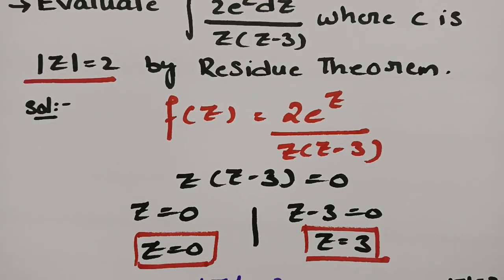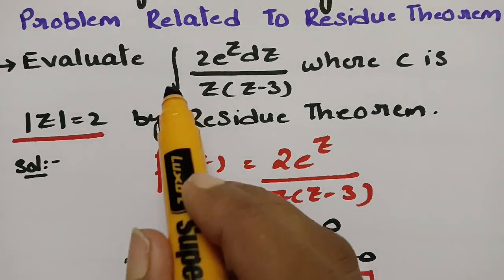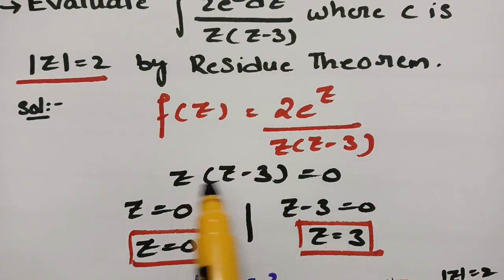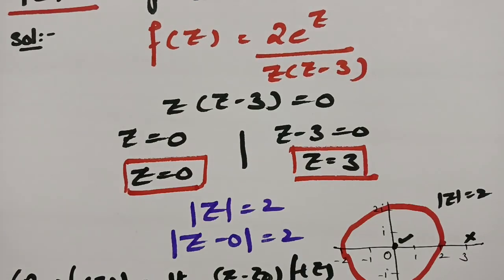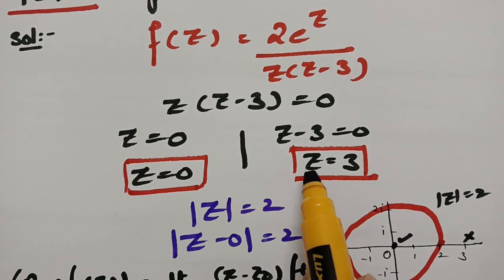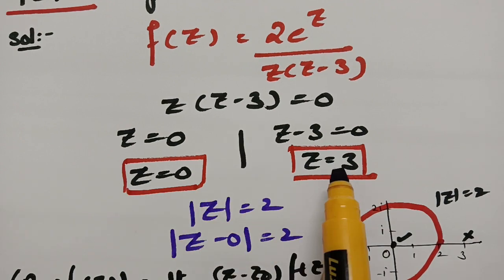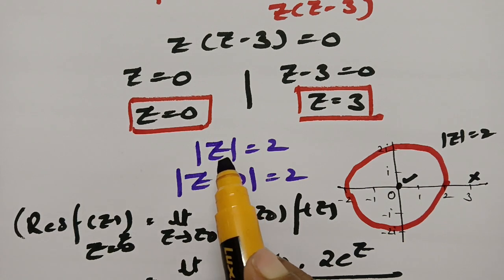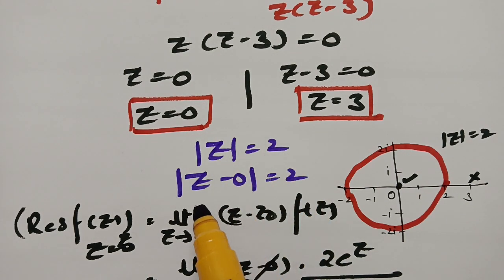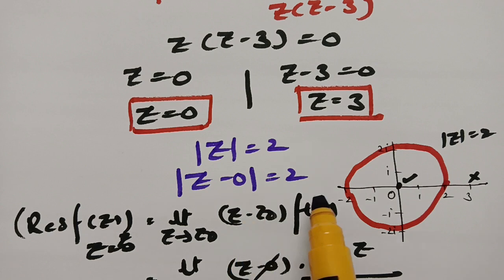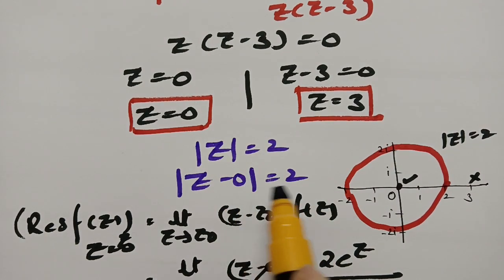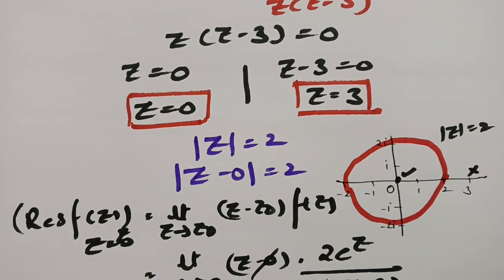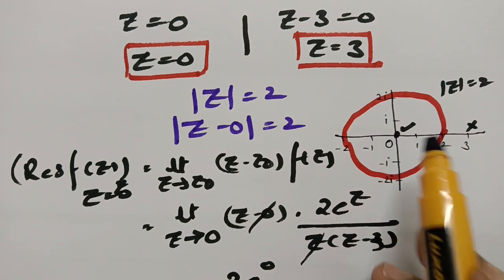Let me explain once again. Clearly it is given as the integral of f(z) dz, so I have taken f(z) from this function. In order to find the poles, we equate the denominator to 0. After equating the denominator to 0, I got two poles, z = 0 and z = 3. Let us check which pole is inside and which pole is outside. The given contour |z| = 2 can be written as |z - 0| = 2. So this is a circle with center 0 and radius 2, and therefore 0 is within the circle and 3 is outside the circle.